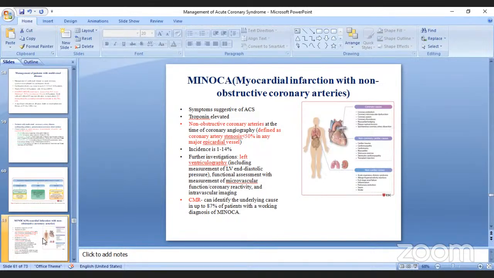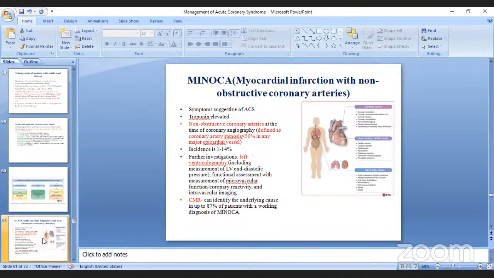coronary causes, non-coronary but cardiac causes, and non-cardiac causes. So coronary causes can be coronary embolism, spasm, myocardial bridging, and SCAD, that is spontaneous coronary artery dissection. Non-coronary but cardiac causes could be any myocarditis or cardiomyopathies. Non-cardiac causes could be ARDS, end-stage renal disease, any inflammation, sepsis, stroke. So further investigation must be done to find out the underlying cause for this MINOCA, and steps must be taken to address these issues as soon as possible.